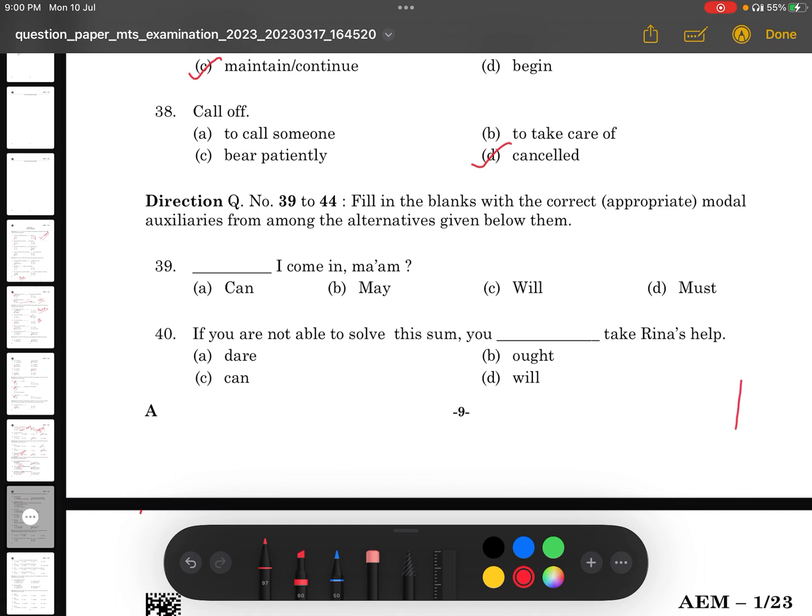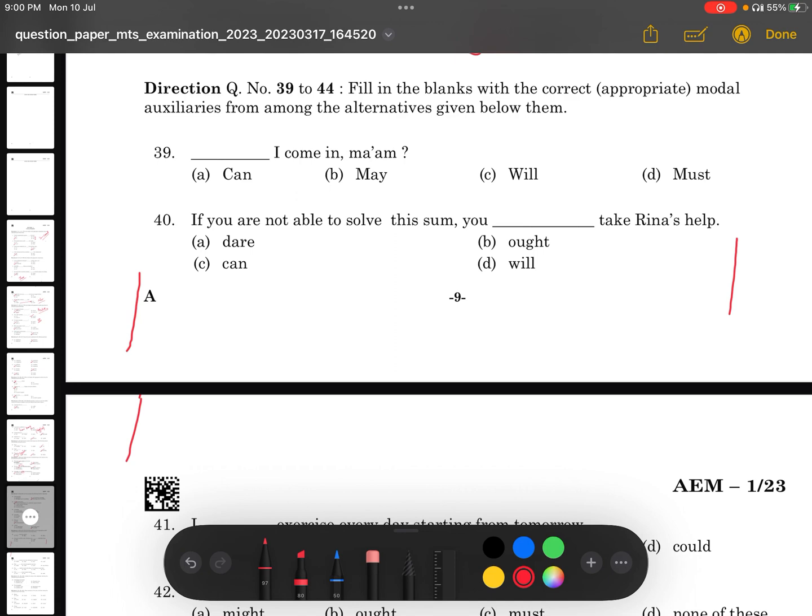Now, next questions. There are some modals given here. We have to use the correct modal for the sentence. Okay, now let's see. First question: dash I come in, ma'am. You know that we always use it: May I come in, ma'am? Whenever we ask permission, we use may, right? And even when we give permission, then also we use may. Like if you ask, may I come in, you are supposed to answer, yes, you may, correct?